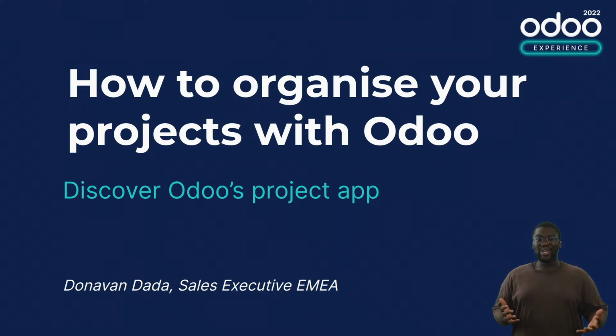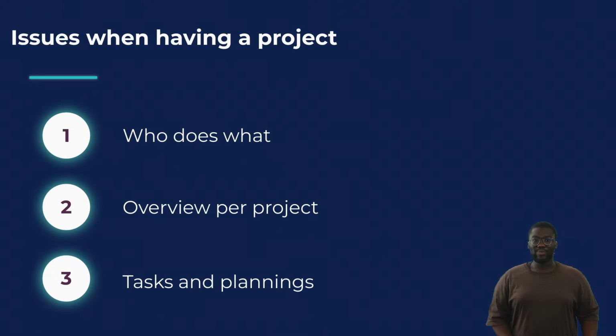Here are the three main issues that I got from most of my clients before they went to Odoo. For example, how do I manage my workforce? How am I sure that everyone is doing their job correctly? And how do I know that this week these people are working on this specific project? So, the who does what.